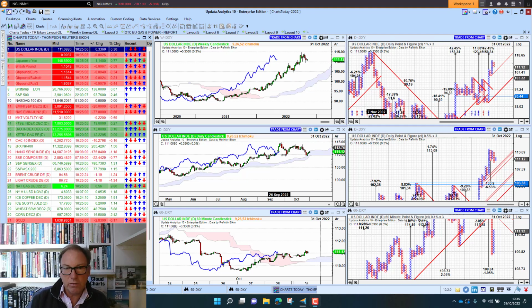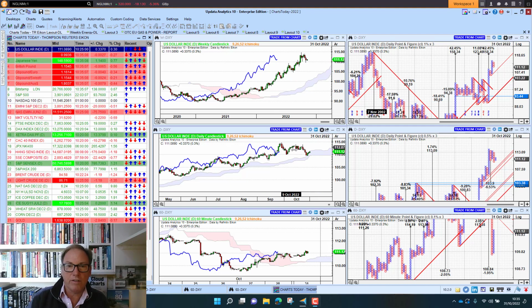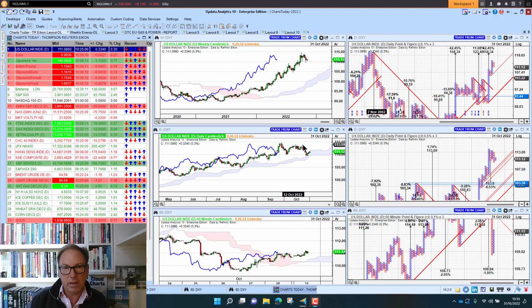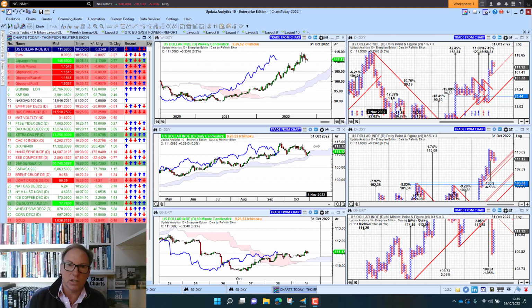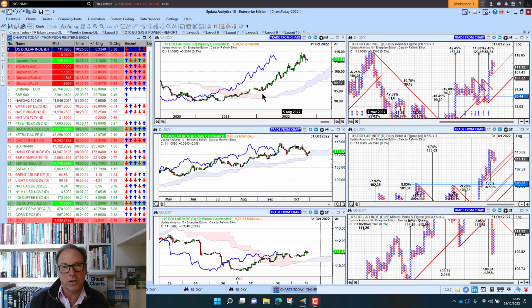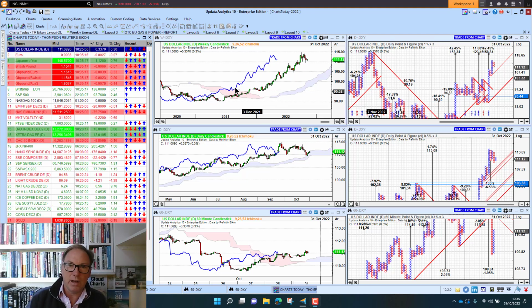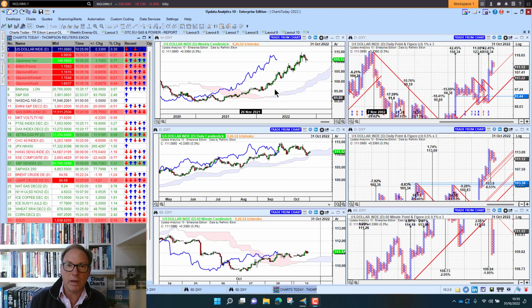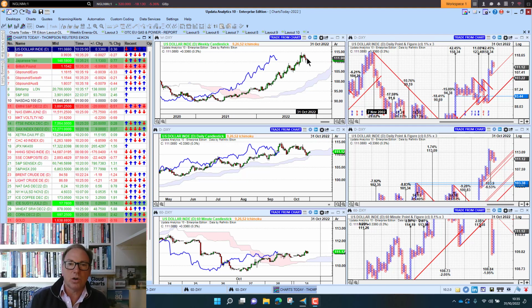We are now sort of range trading between this 110, 115 level on the dollar index, and it's going to be interesting to see whether that develops as a sideways consolidation. Of course, we've been very bullish on the dollar all year. We were at the end of last year when we crossed this cloud on the weekly, and we've been in a strong trend ever since.